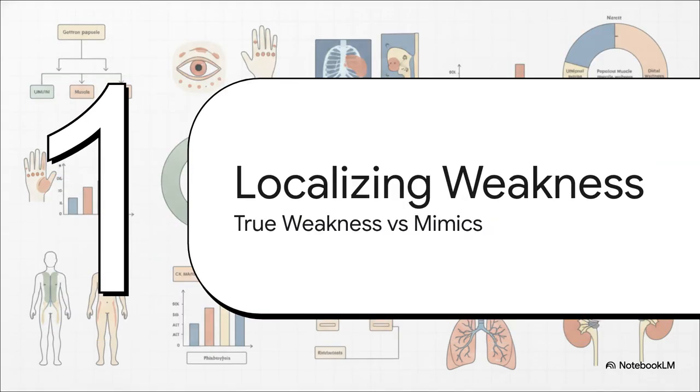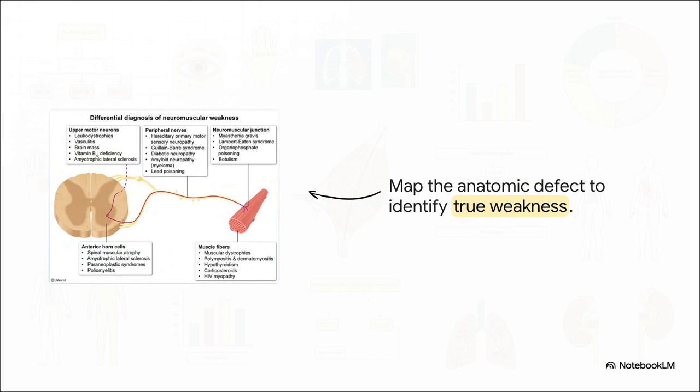Section 1. Localizing weakness and mimics. True weakness versus pain and fatigue. Before we can even begin to localize a lesion, we have to figure out if the patient actually has true weakness or if it's just pain-limited motion, stiffness, or fatigue.